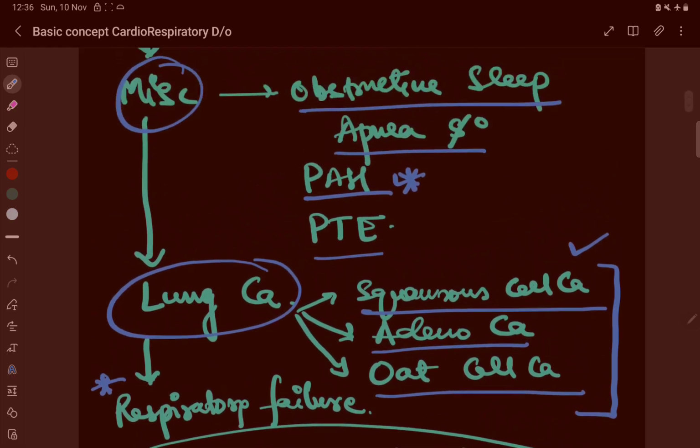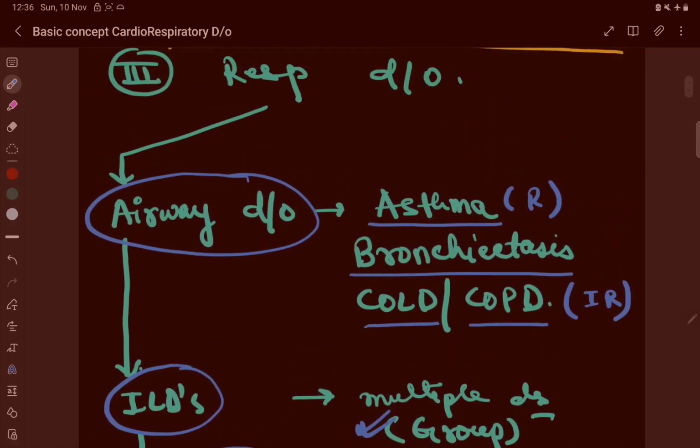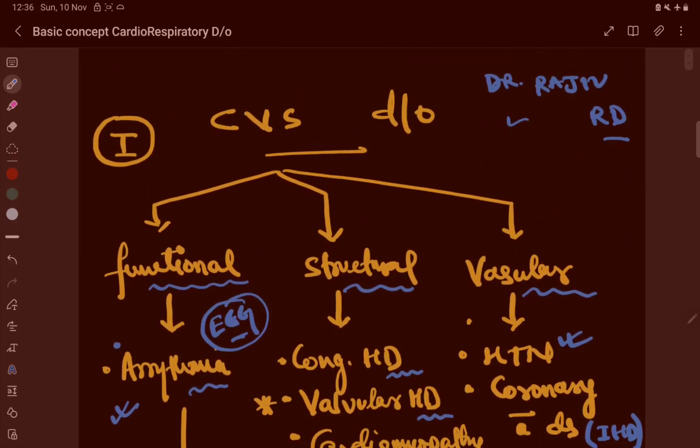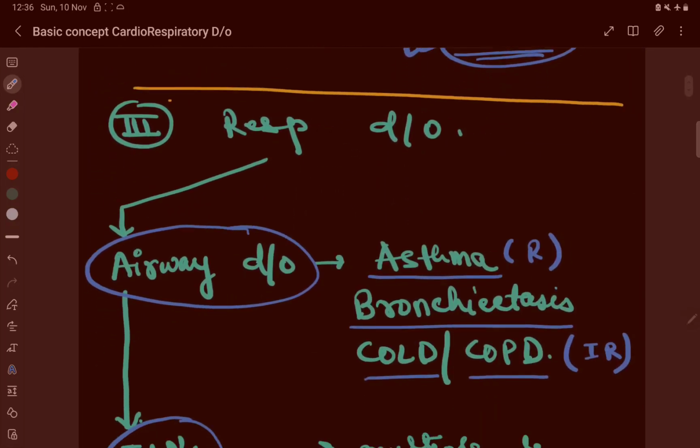So this is the broad classification of the cardiorespiratory disorders. Okay, so we can again divide it into cardiac disorders, CVS disorders, and the respiratory disorders.